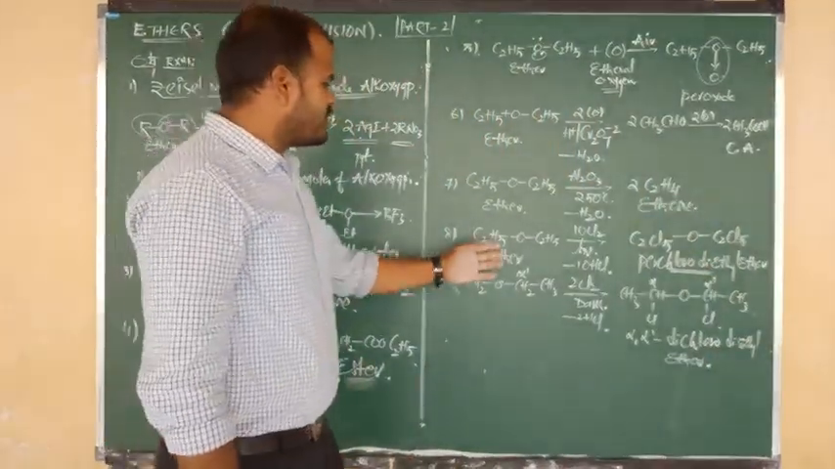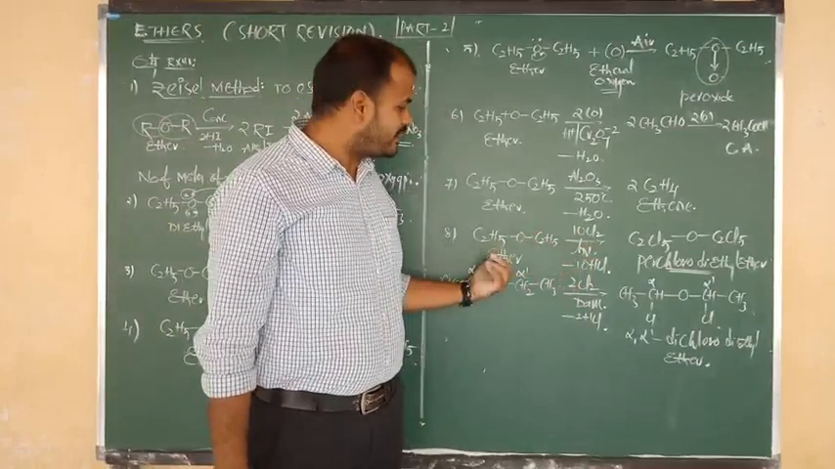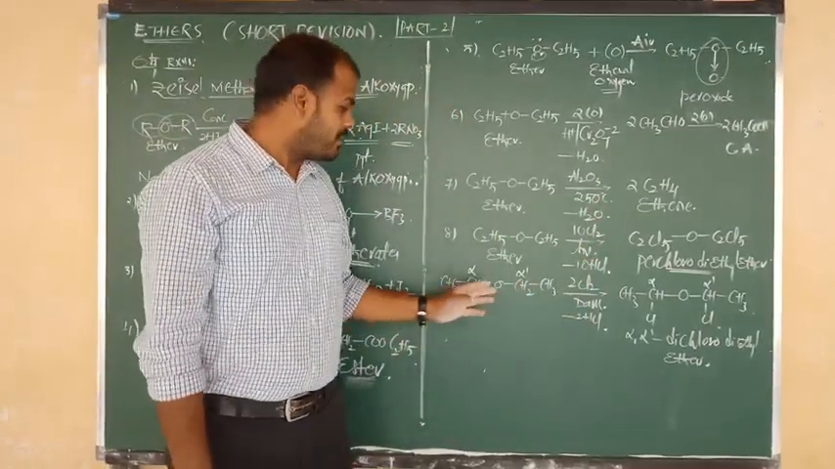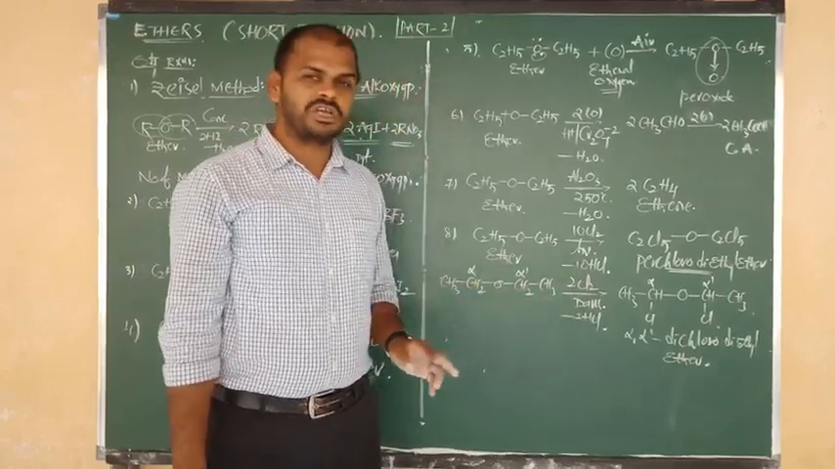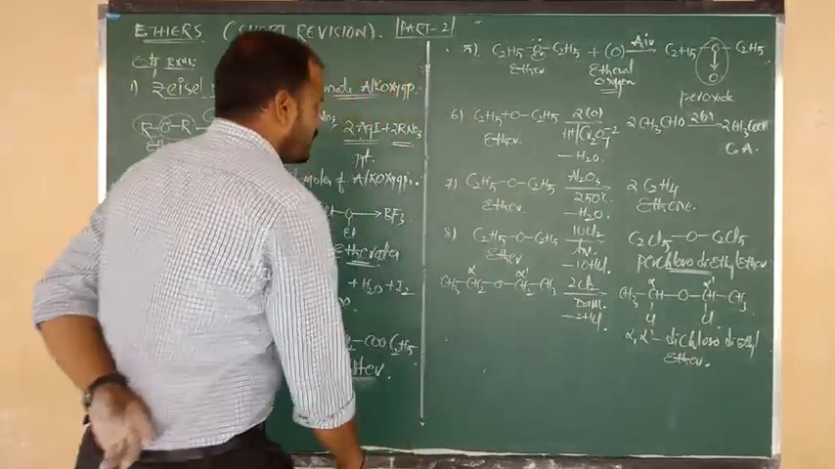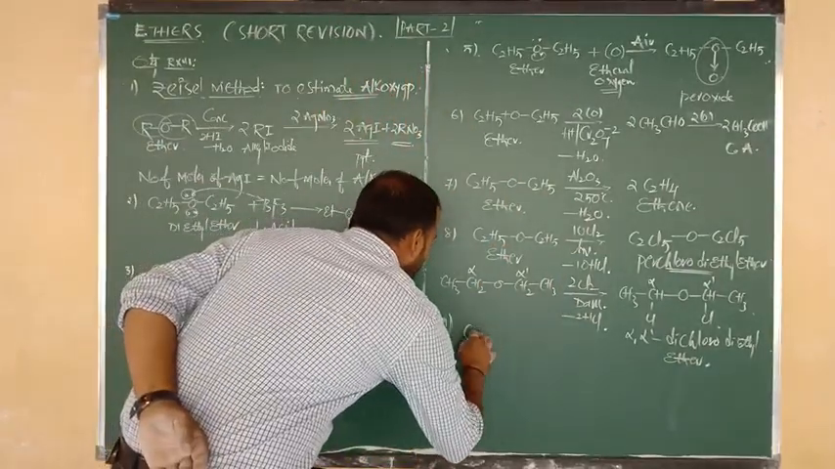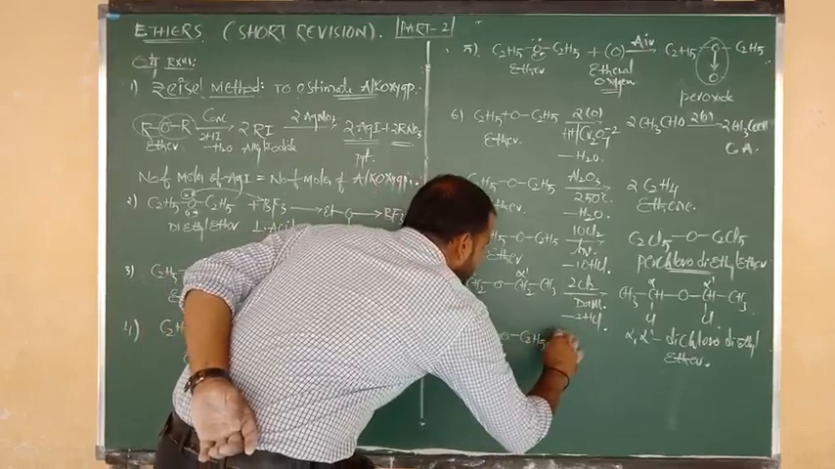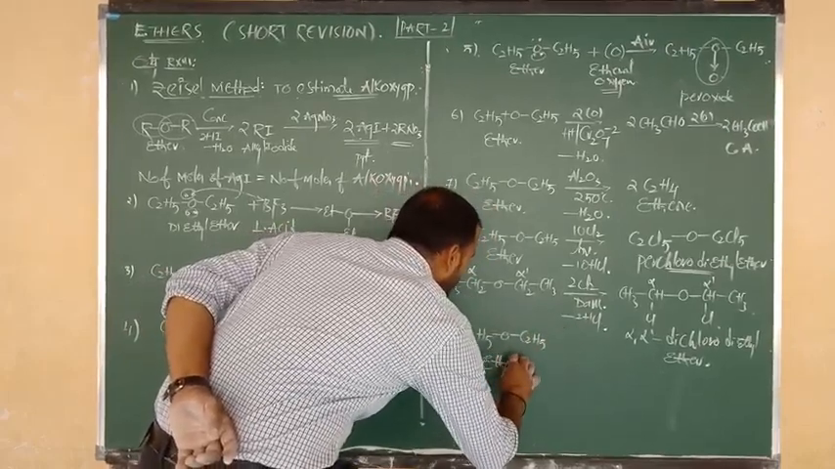Good. So on chlorination of ether in presence of sunlight, all hydrogens are replaced by Cl. But on chlorination of ether in dark condition, only the 2 alpha hydrogens are replaced by Cl. Last and final reaction: C2H5 bonded to O, again O bonded to C2H5, nothing but diethyl ether.